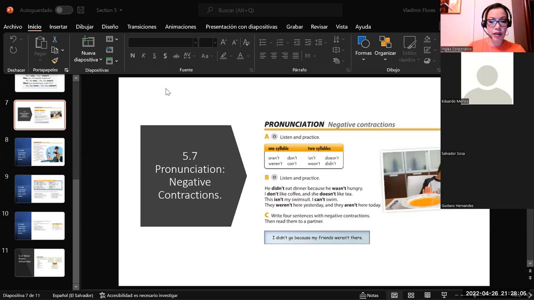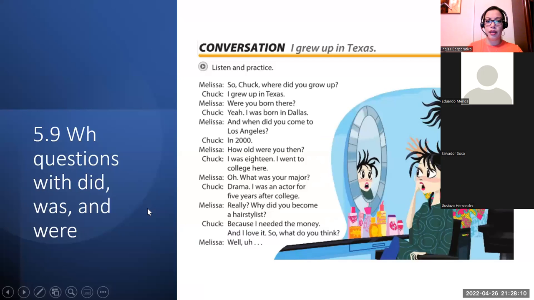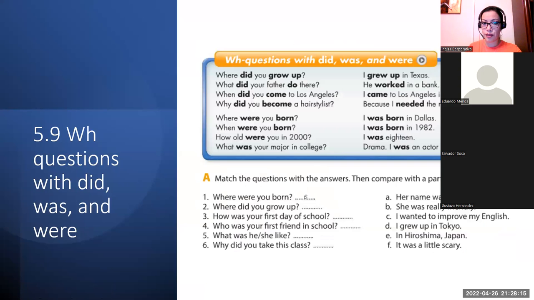Okay, now do you practice a little pronunciation? This is the conversation that we already practiced, and now we're going to go ahead and check the grammar that we already studied in the platform and in the previous lessons. So this is about combining the WH questions with did, was, and were. That I think is not really complicated. Do you think it is? Is that easy?